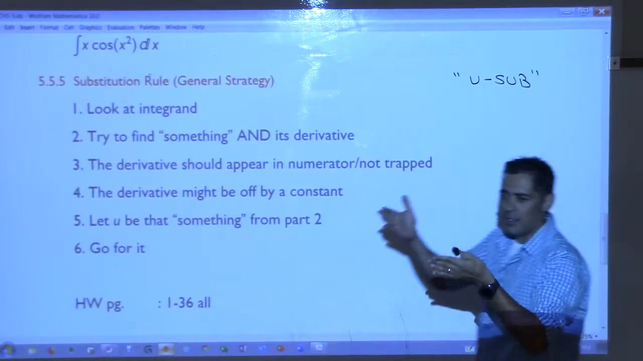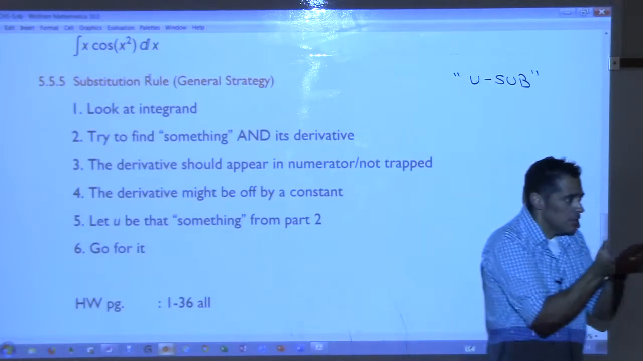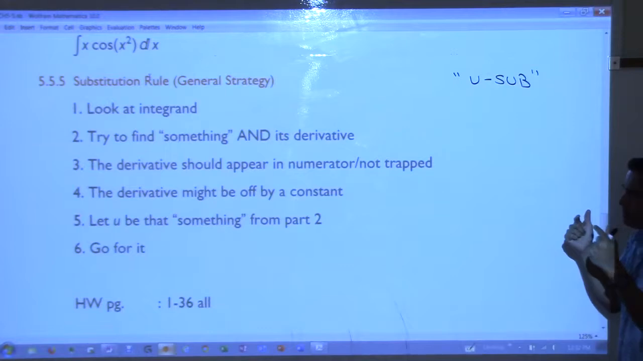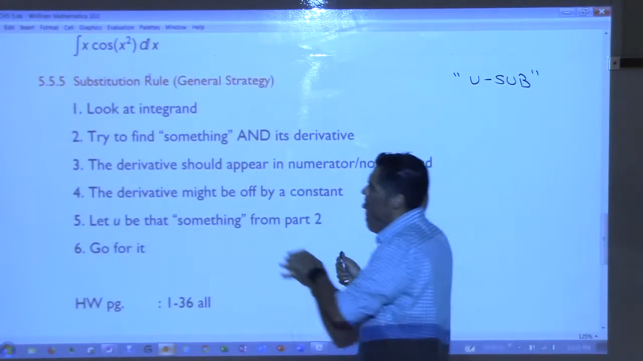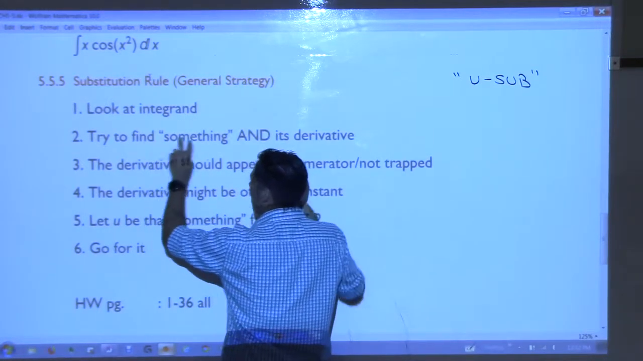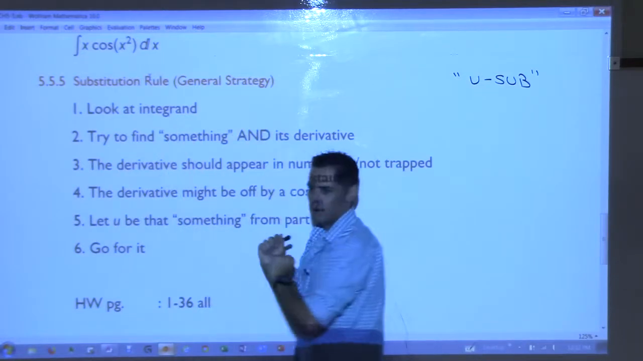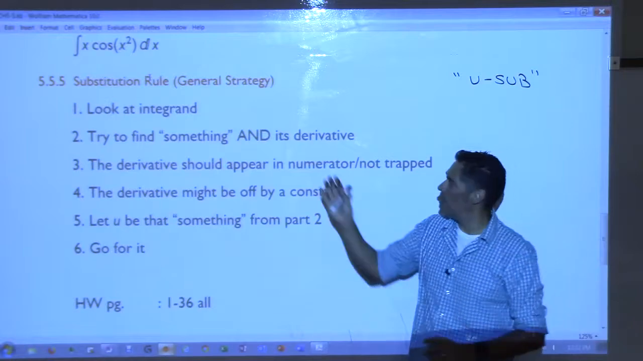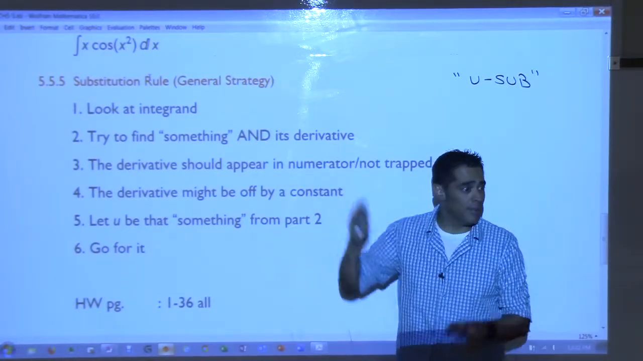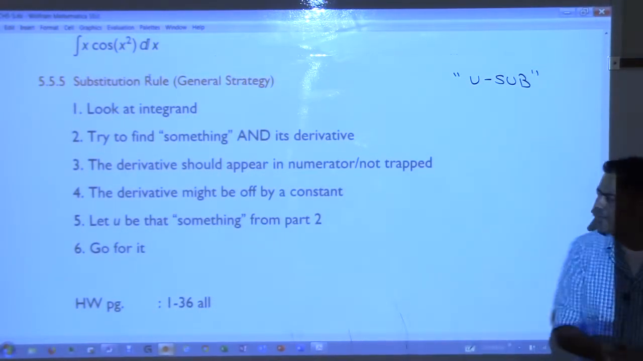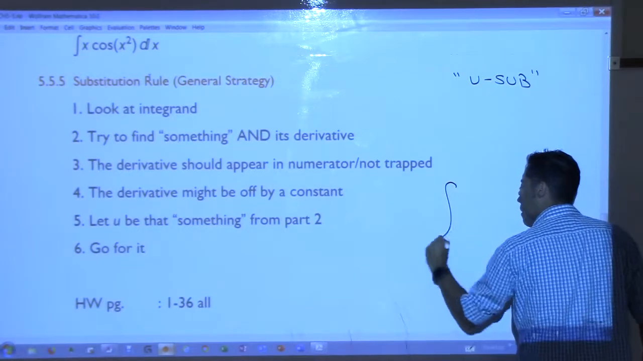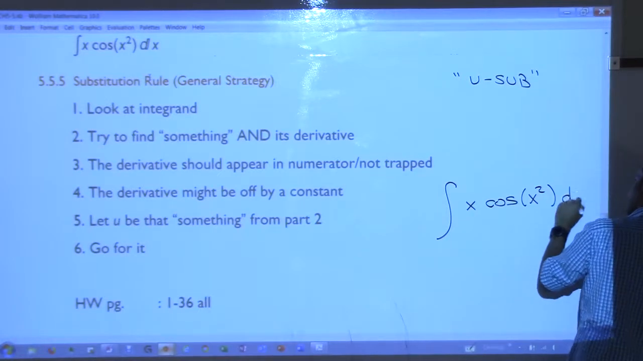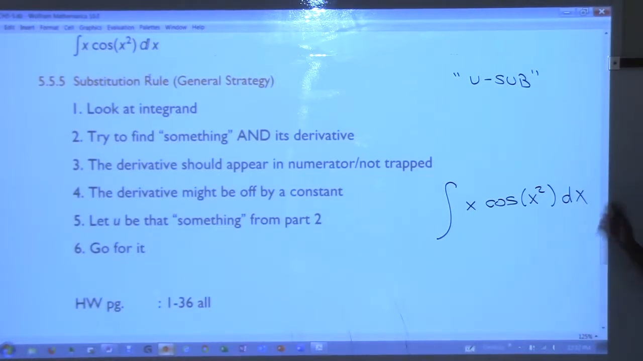We take a look at the integrand. So you look at the function you're trying to figure out the antiderivative of. You look at it, you stare at it, and then what you want to do is try and find something within the integrand, and you want to see its derivative somewhere in the integrand. So let's take a look at the problem that we were just doing. That was a problem that we know the answer to, right? It's 1/2 sine x squared.